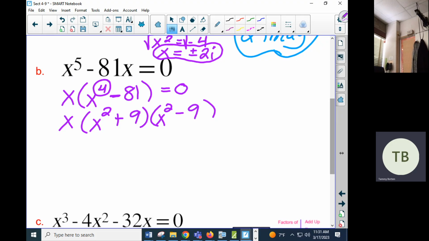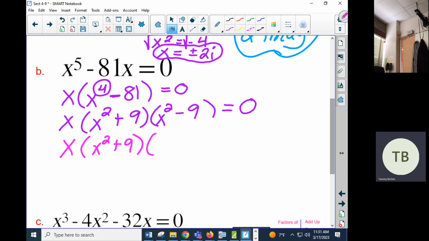Now, this is equal to 0. Actually, let's try to factor these two more. Can I factor this one? And why? You're right, we can't, because it's positive. I can't factor that, so I'm just going to copy it down. Can I factor this one?